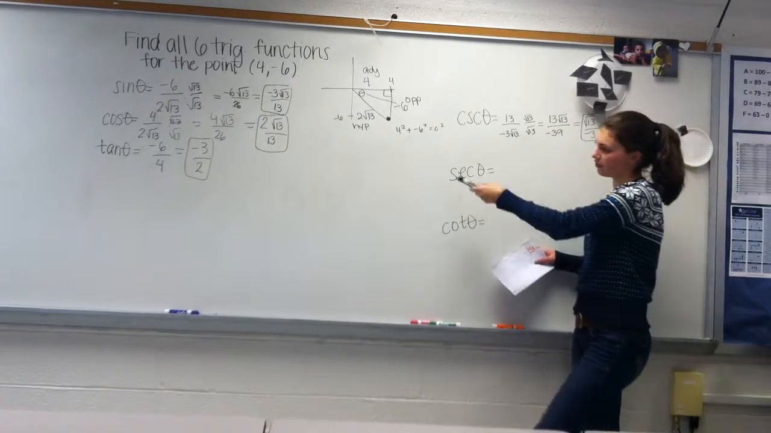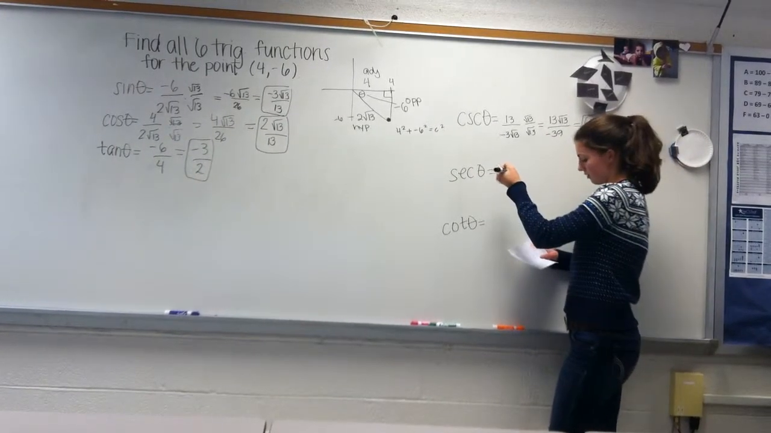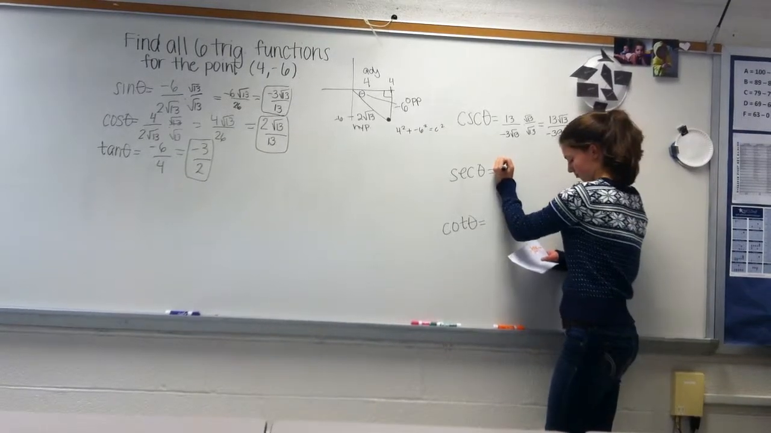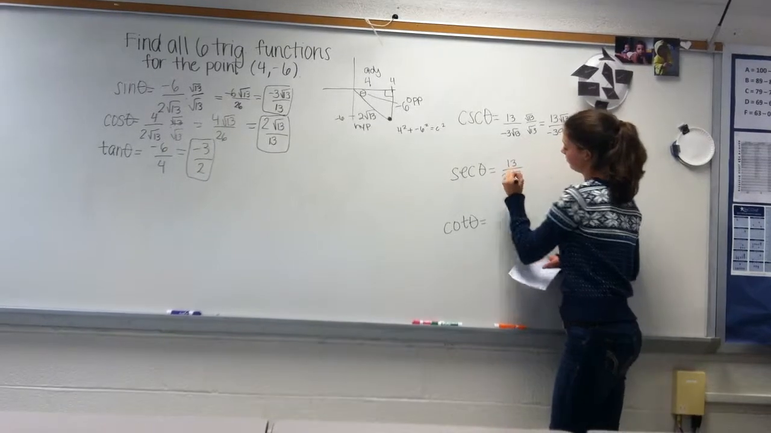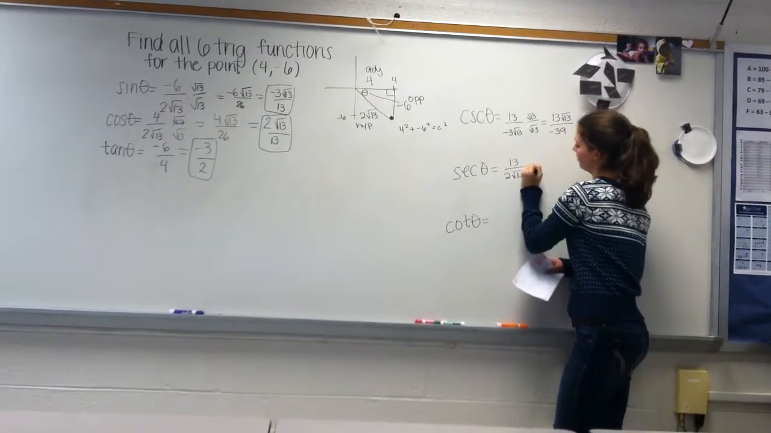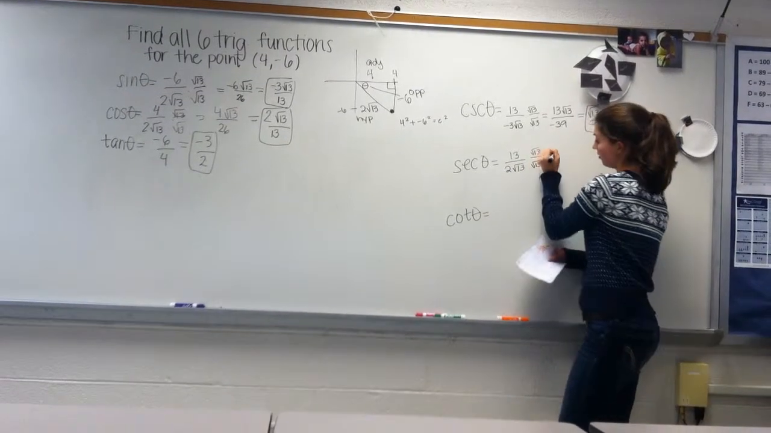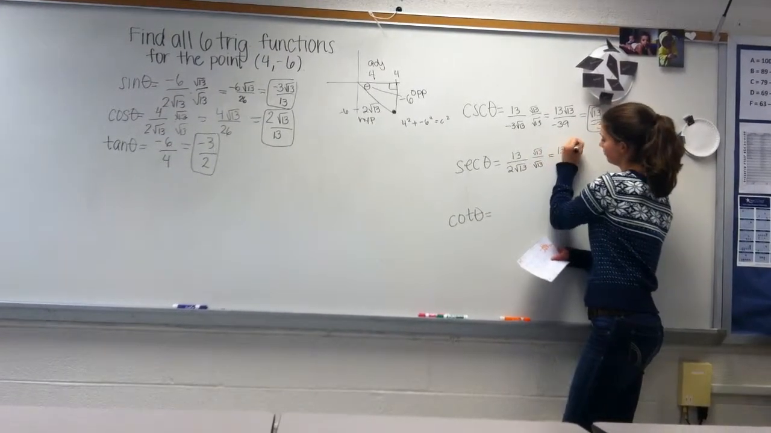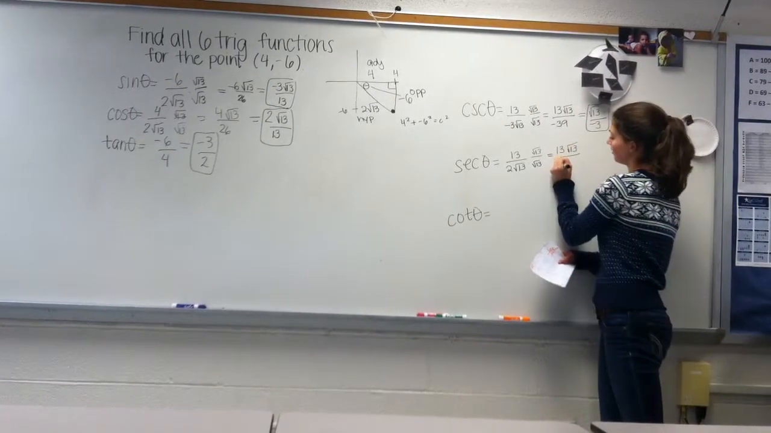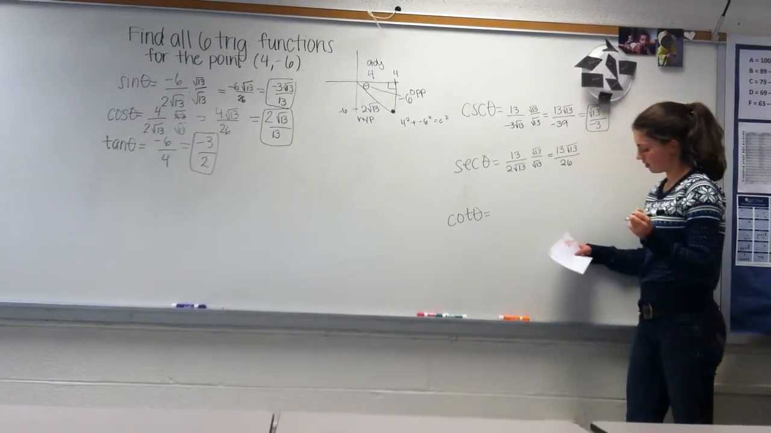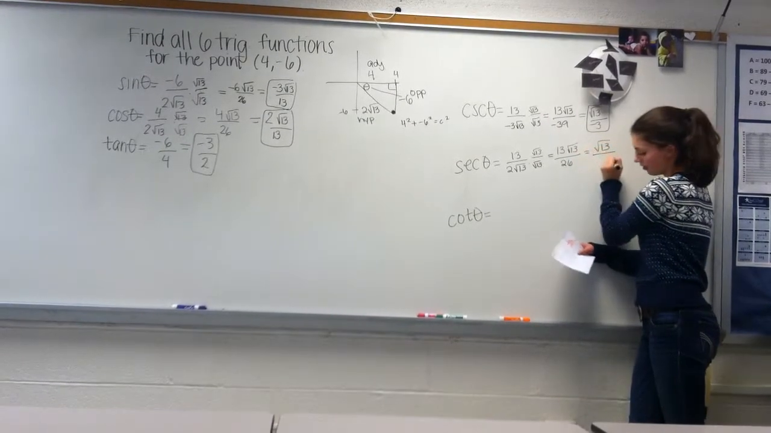To find secant, we'll look at our cosine values, so we will use 13 over 2 times the square root of 13. Again, we have to rationalize, and you will get 13 times the square root of 13 over 2 times 13, which is 26, and that simplifies to the square root of 13 over 2.